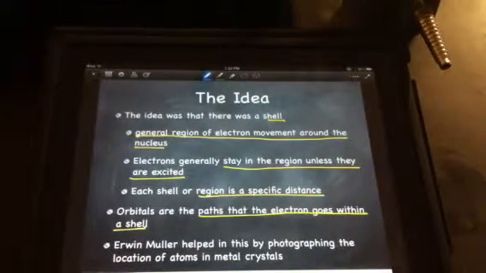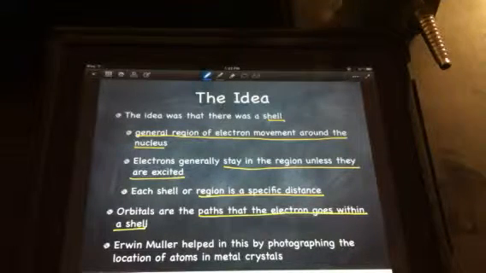And because of that, they were able to figure out that there must have been a shell. Okay, and a shell is nothing more than a general region of electron movement around the nucleus. And basically our electrons stay in those regions until they get excited. And once they get excited, they move from one region to the next. So when we push electricity through the emission tubes, we excite the electrons and we get a light being given off.